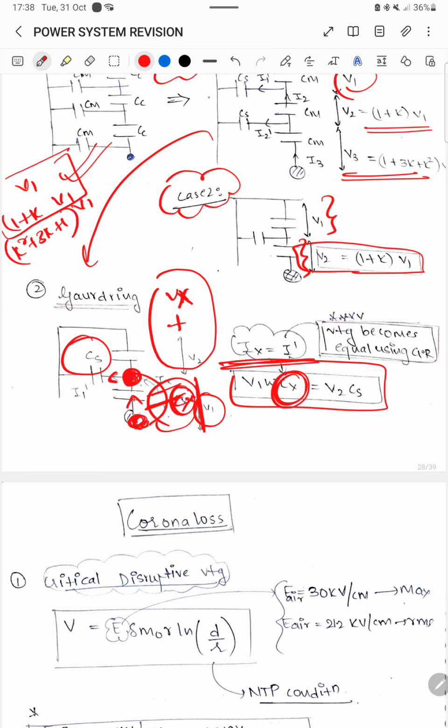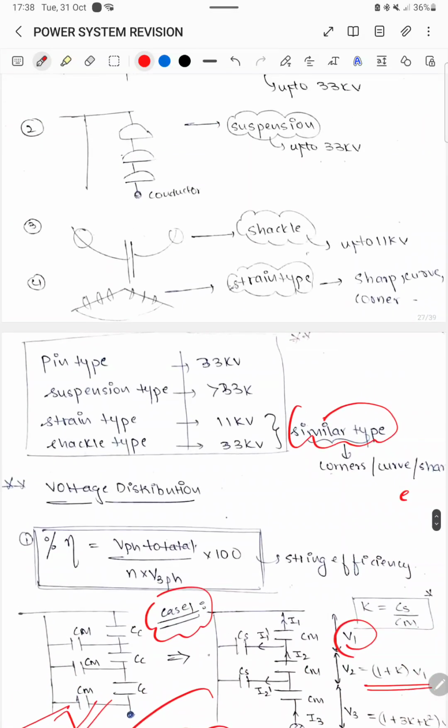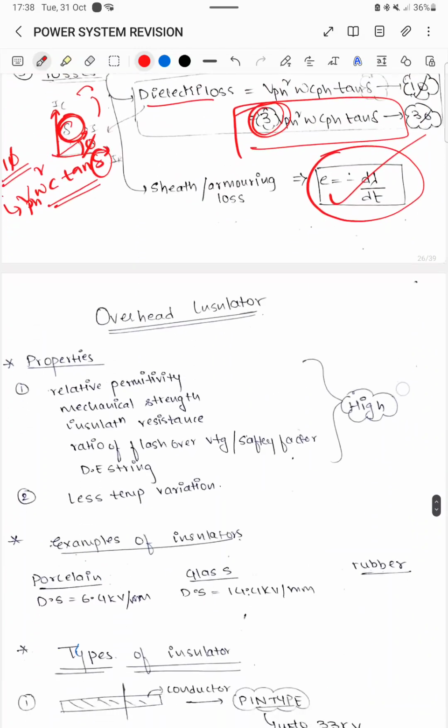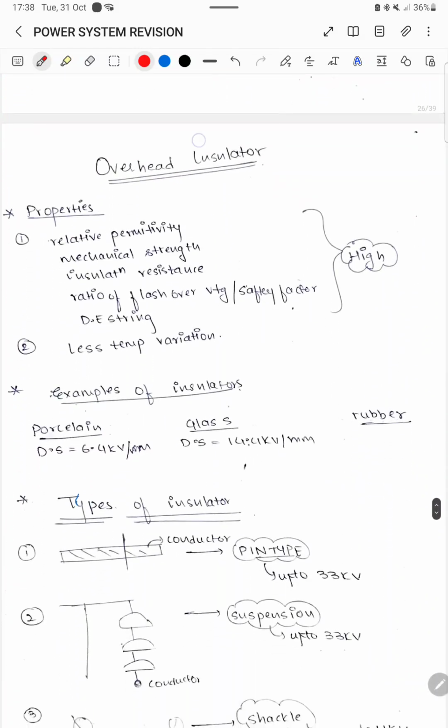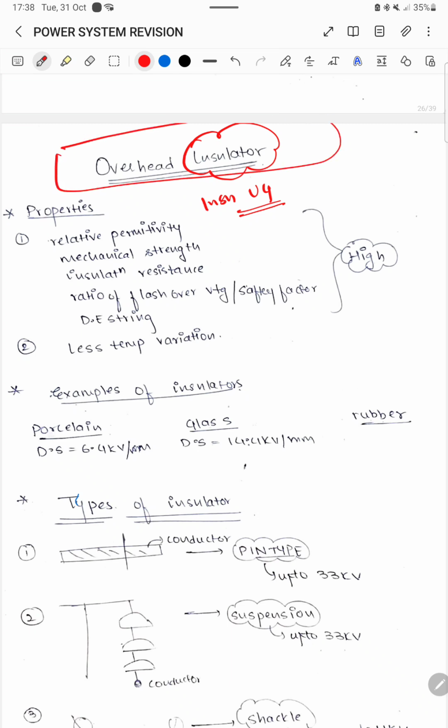Fine. So this is about the voltage. This is about the overhead insulator. Now one thing I want you to understand is that insulation in UG cable is different from overhead insulator. Overhead insulator is the insulation to the overhead lines. UG insulation, which is inversely proportional to L, is the insulation which is outside the core.